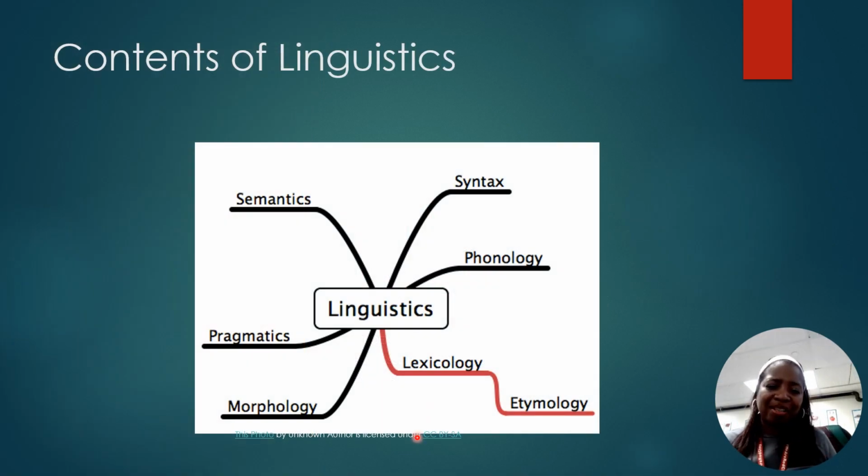Here are the components of the linguistics web. The components of linguistics are phonology, morphology, syntax, semantics, and pragmatics. We will not be discussing lexicology and etymology, but we will talk about them at another time.